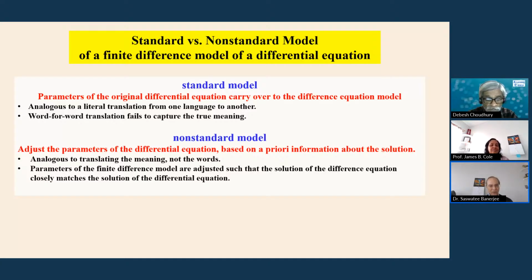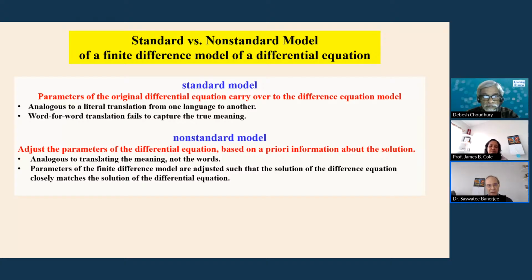And in the same way, if we take a differential equation and put the same parameters of the differential equation into the finite difference model, it usually will not be very accurate. So in a non-standard model, we adjust the parameters of the differential equation based on a priori information about the solution. And what do I mean by a priori information? I mean some advanced information that we have.